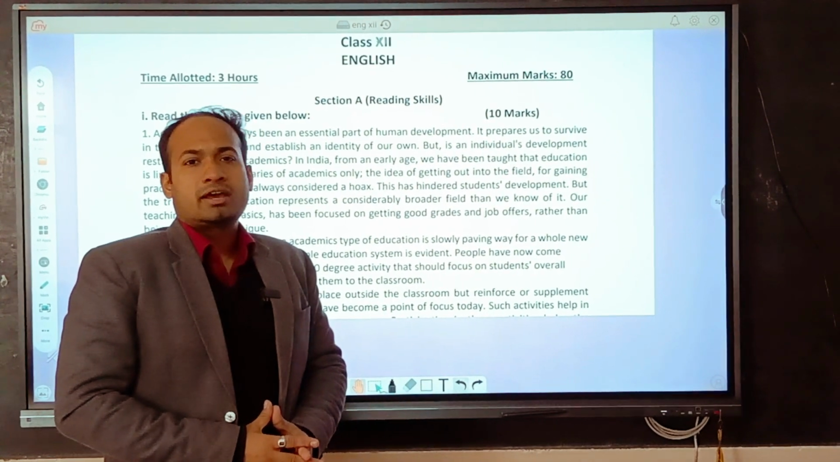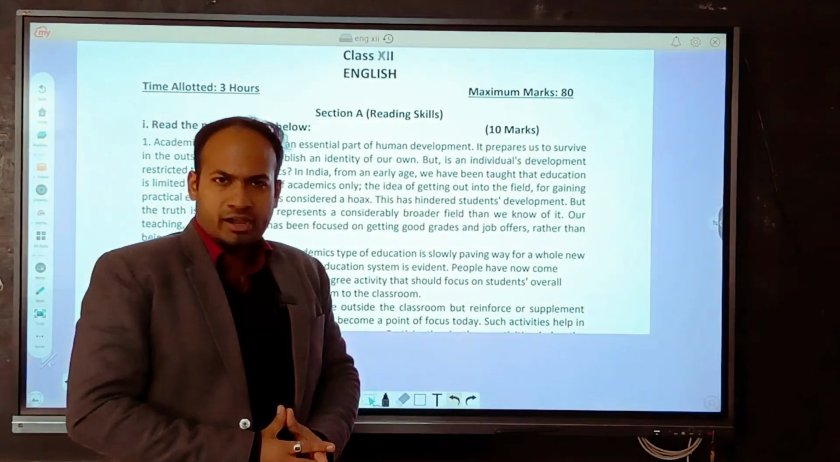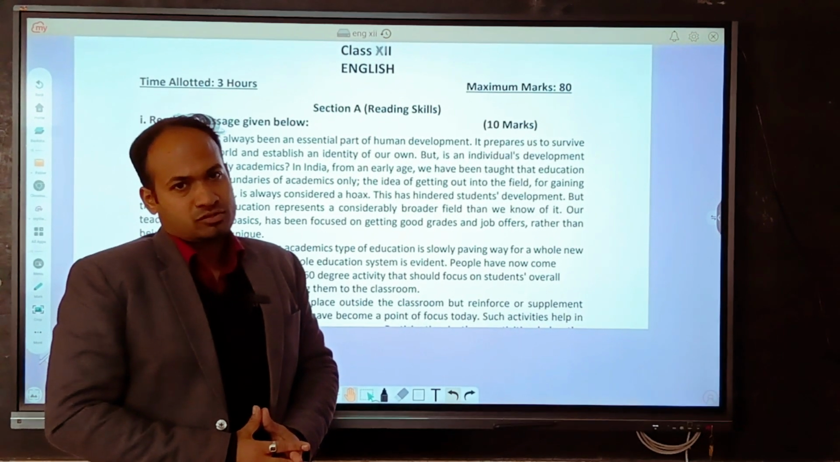Most of the students write the exact same lines from the passage which might lead to a blunder. Try avoiding that and write answers in your own language.